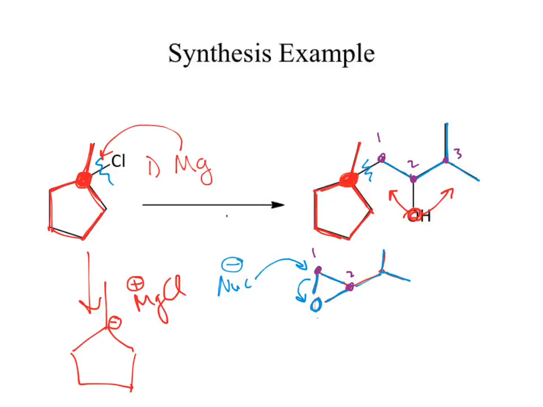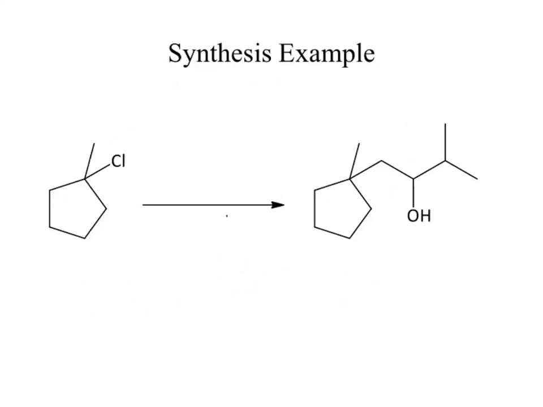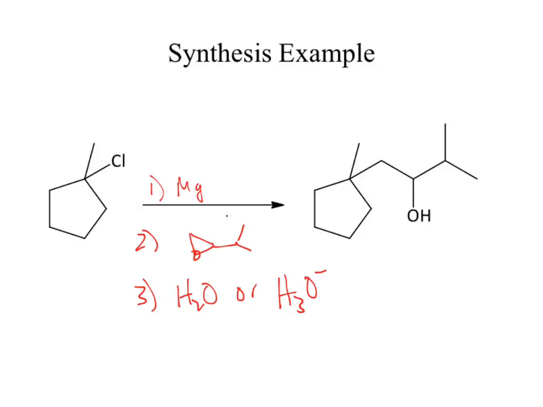Let's see, did I actually provide the answers on that? Whoops, nope, I didn't provide the answers on that. So let's step it through. We could do our magnesium, followed by our epoxide. What are the pieces? Isopropyl, followed by H2O. I personally would probably do H3O+, but H2O should be fine. Okay. Does that make sense? Get kind of the idea on how you should break it apart?